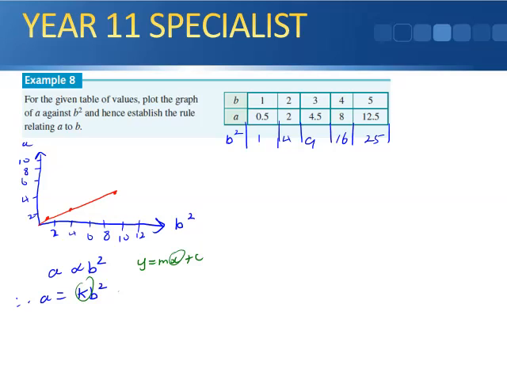So if I work out my gradient, I can take any 2 points, but that's going to be a rise of, if you look at this one, which is 2, and remember this was b squared, sorry, not 2, 4, a is 2. So that's a rise of 2, a run of 4, so that is a half. So k ends up being a half, rise over run. So my rule is a equals a half b squared.